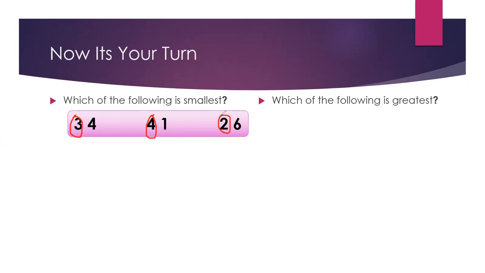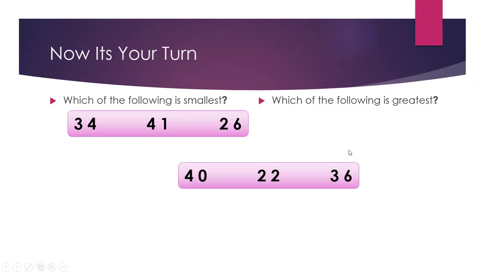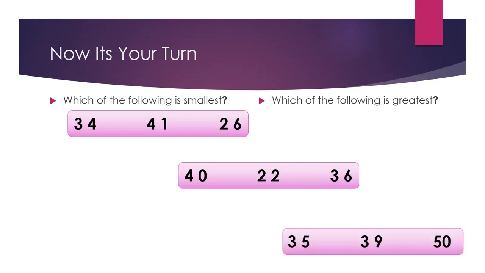Which of the following digits is the greatest? 4 is the greatest. So we can say that 41 is the greatest. And which of the following is the smallest? 2 is the smallest, so we can say that 26 is the smallest of these three numbers. Now, let us move to the second example. In the second example, we have 40, 22, 36. If you follow the same pattern, you can say that 22 is the smallest of these three numbers and 40 is the greatest. Now, here is the third example, 35, 39, and 50.